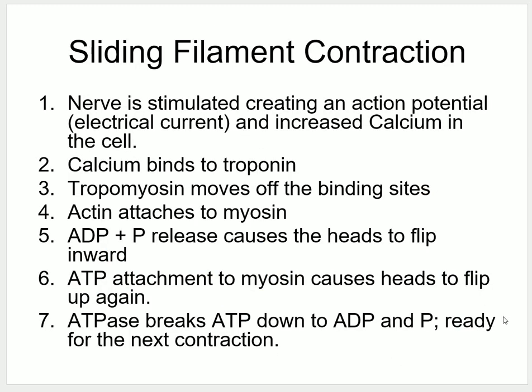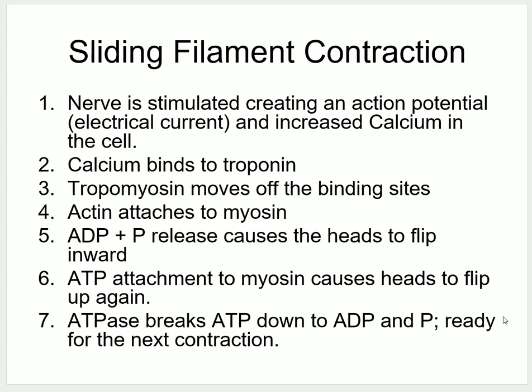Okay, this is exactly what we just talked about, but we're gonna go over it again with words instead of pictures. So a nerve stimulates, creates an action potential, and increases calcium in the cell. Calcium then binds to troponin. Tropomyosin then gets out of the way and allows actin to attach to myosin head. Then energy is going to change. ADP and P release causes myosin head to flip inward, and then ATP attaches to myosin and causes the heads to flip out again to relax.